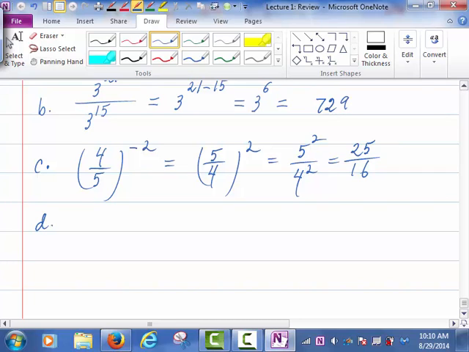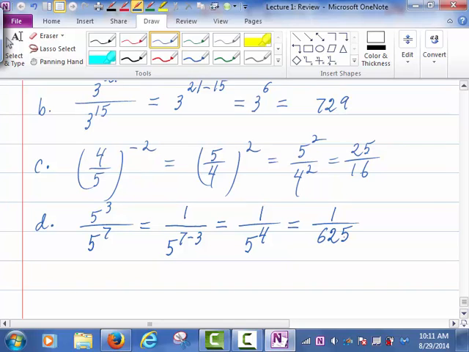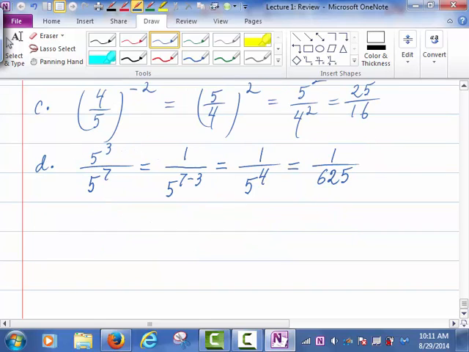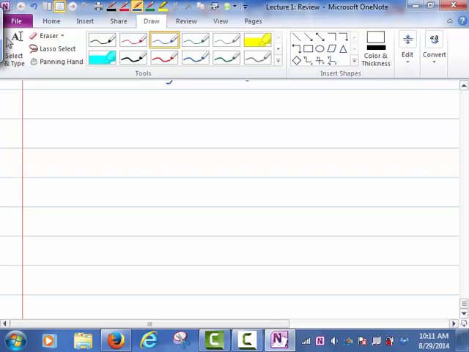And D, 5 cubed over 5 to the 7, which is what? Well, it's going to be 1 over 5 to the 7 minus 3, right? Which is 1 over what? 5 to the 4. Is everybody okay with that? Which is 625. 1 over 625. Okay. All right, so those were easy enough.